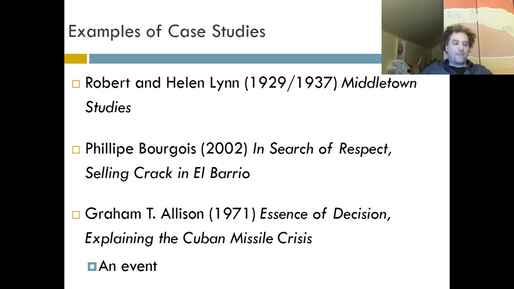So for example, there have been case studies of the Challenger spacecraft disaster, or as we see here, the case study of the Cuban Missile Crisis, right? And so this was a famous case study by Graham Allison, who wrote a book about the Cuban Missile Crisis. And the idea here was actually to test a theory. So it's an example of a case study that was done to test theory.